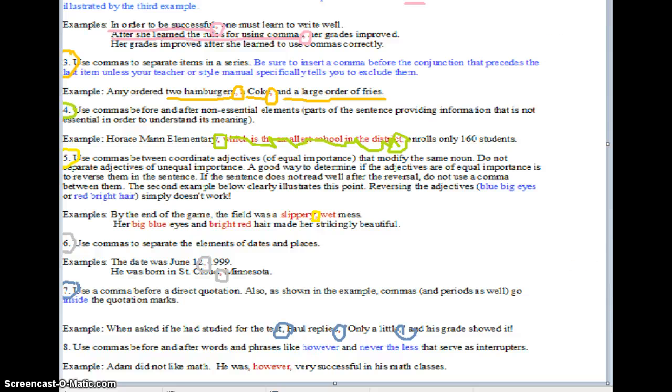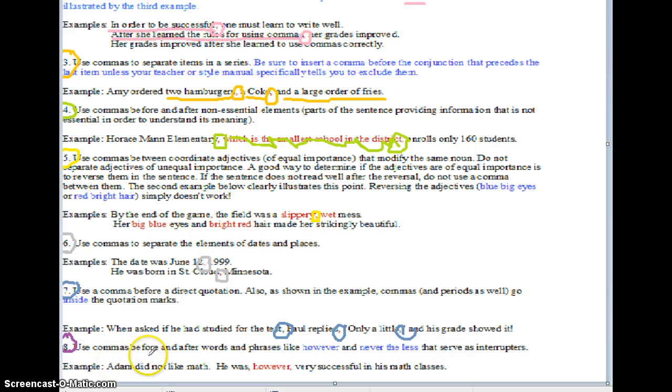And the last comma rule is comma rule number 8. This comma rule tells you to use commas before and after words and phrases like however and nevertheless when they're serving as interrupters. If they are serving as a conjunction, then a separate rule applies. Let's look at an example, and we'll talk about semicolons in another lesson.